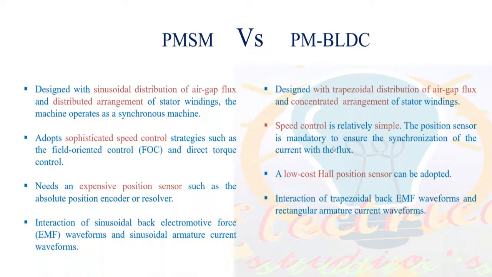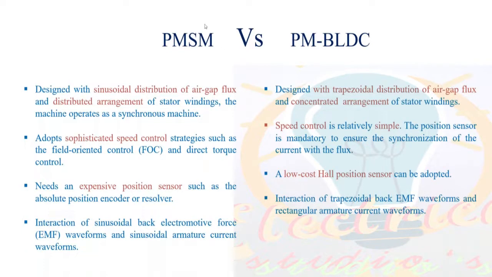In the PMSM motor, the control system is quite sophisticated, whereas in BLDC, the control is very, very simple, as I mentioned. In BLDC, a Hall position sensor is enough. But in a PMSM motor, you need a proper encoder with very high accuracy. The position of the rotor is very important. The flux angle is very important, and that should be determined with a highly accurate encoder. That is why PMSM motors are costlier.